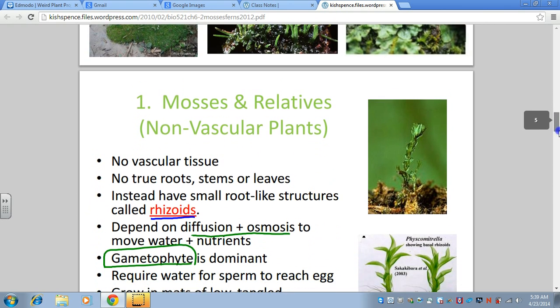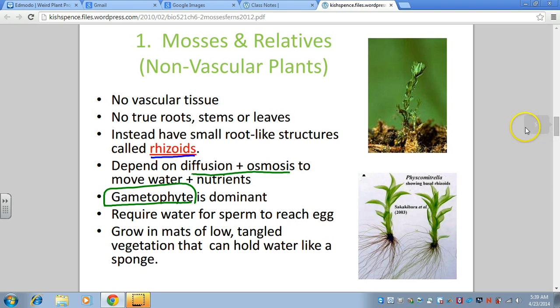So mosses and their relatives have no vascular tissue. Because they have no vascular tissue, they tend to be very low to the ground, and they have to live where it's very moist because they don't have roots. They don't have true roots, stems, or leaves. They have more specialized tissues. So they have little root-like things called rhizoids, but they don't really anchor them very strongly. But it does mean that they can grow on rocks. They can grow on things that you wouldn't think they'd normally be able to grow on.